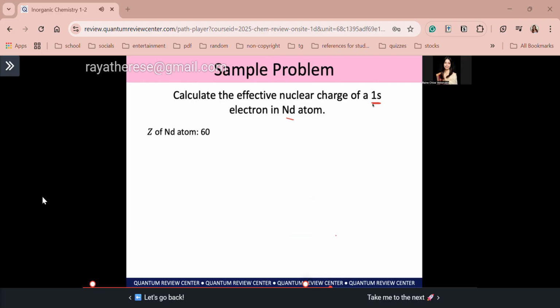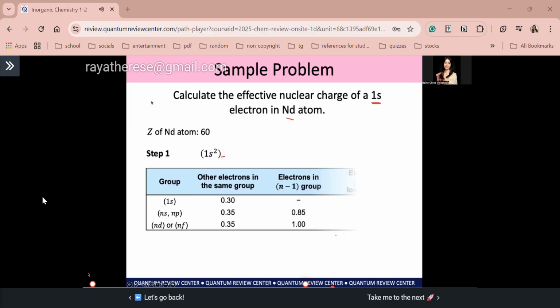Tandaan nyo pa guys ha, yung kailangan nyo lang for the shielding constant is yung other electrons na sa same group ng electron of interest and other electrons na mas malapit sa nucleus. Okay? That's why, for step 1, 1s2 lang yung nakalagay. Okay? Again, walang effect sa shielding constant yung electrons outside of the electron of interest. So here, we have one electron of interest, right? Dalawa yung 1s electrons natin. So yung other electron, okay, has a contribution to the shielding constant. Since 1s group, yung other electron na nasa same group, 0.30 yung contribution ng electron na yun.